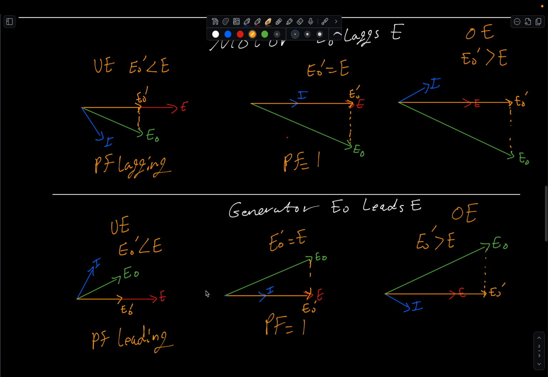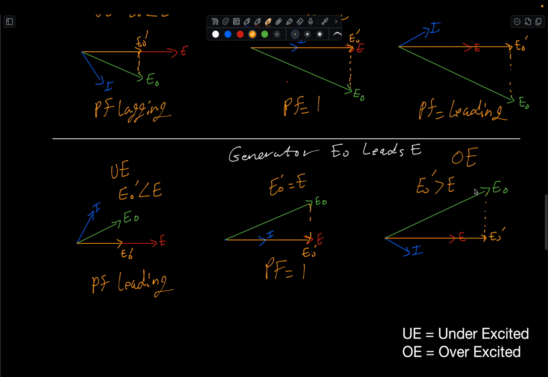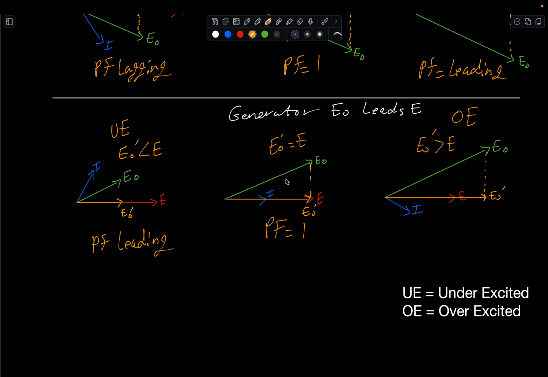Okay? If you take a look here, when the motor is overexcited, the power factor is leading. And if you take a look at the generator, when it's overexcited, the power factor is lagging.